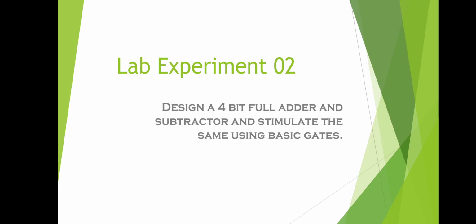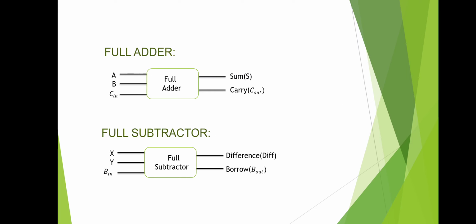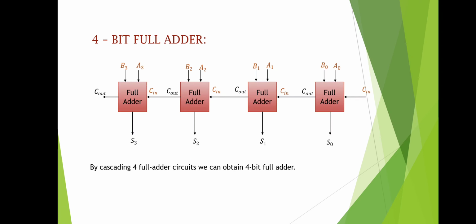Everyone, we are going to learn about the fifth lab experiment, that is, design a 4-bit full adder and subtractor and simulate the same using basic gates. This is the full adder and subtractor. How to design the 4-bit subtractor circuit? By cascading 4 such full adder blocks, we can easily design the 4-bit adder.